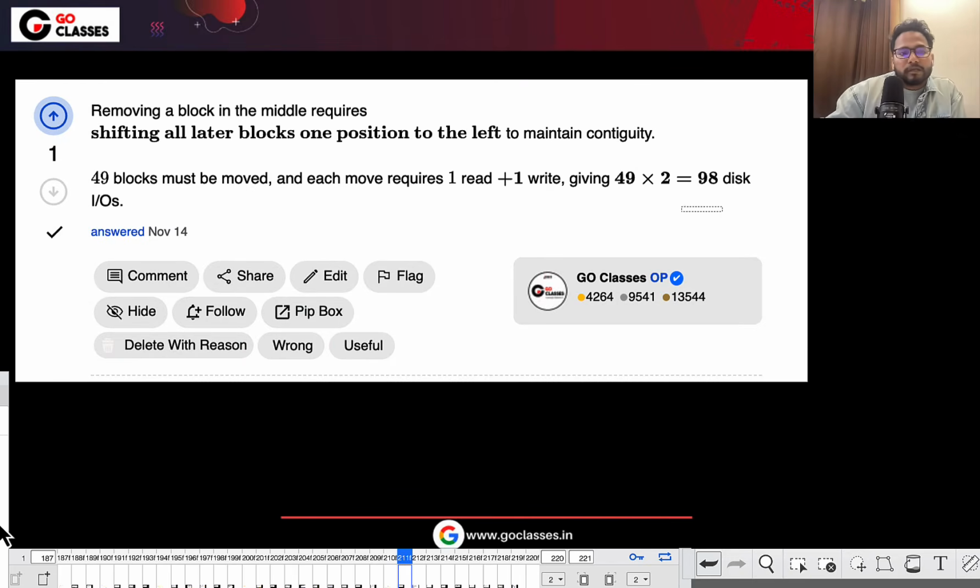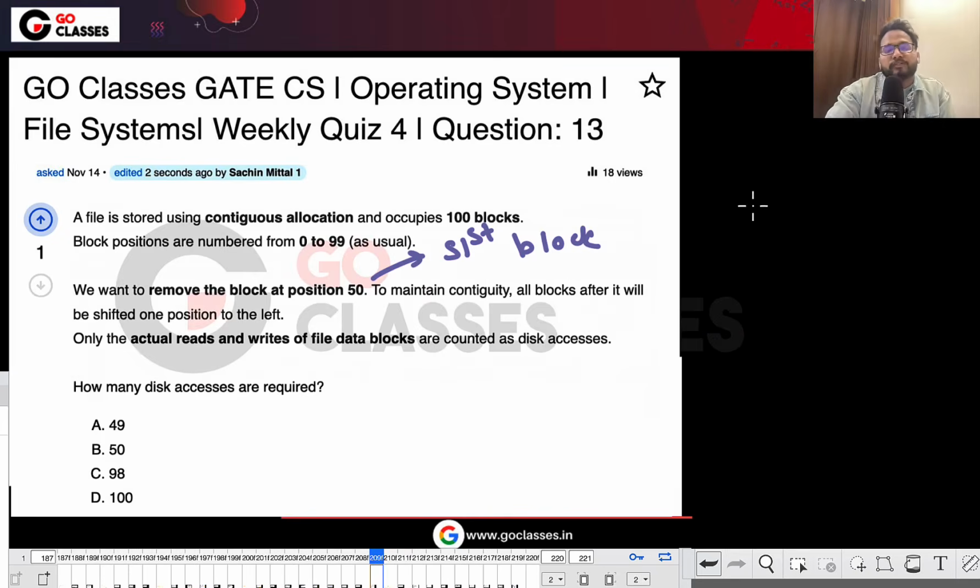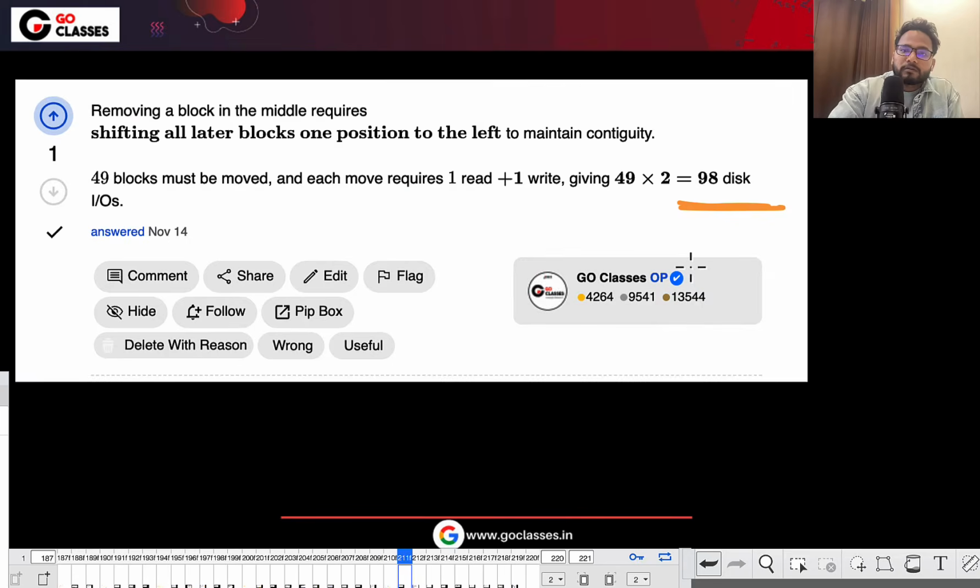See, the only thing that I want to convey here is that they are talking about the 51st block, not the 50th block. It is clearly mentioned that block numbers are 0 to 99 and they want to remove the block at position 50, with block positions numbered from 0 to 99. Okay, great.